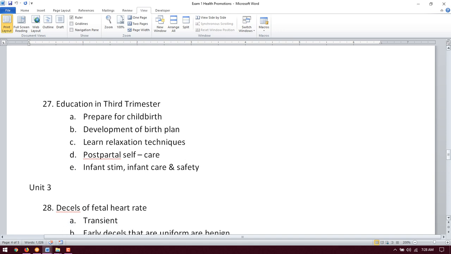So then, education in the third trimester, they're basically preparing for childbirth. This is where they may develop their birth plan, learn some relaxation techniques, or Lamaze breathing, giving them information on how to take care of themselves after baby, and then getting some information on how to take care of baby.